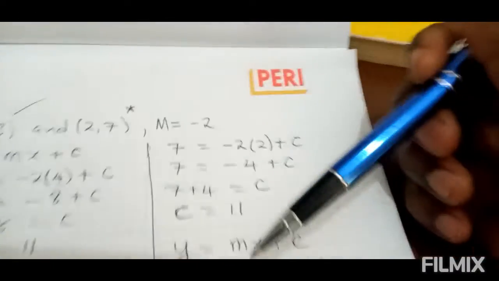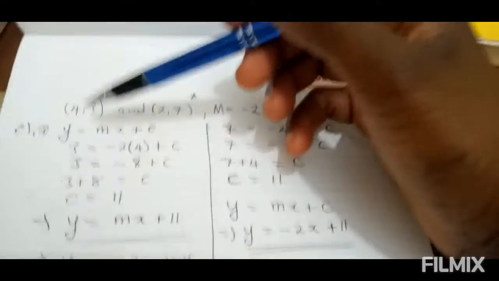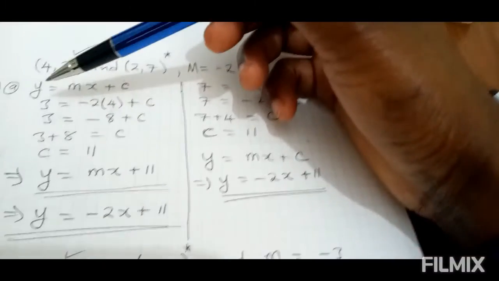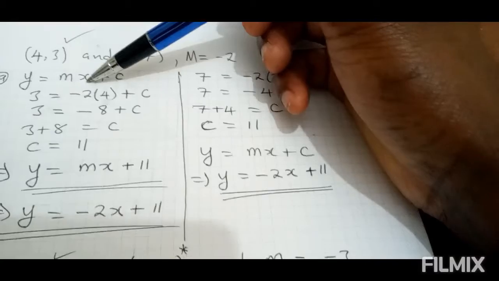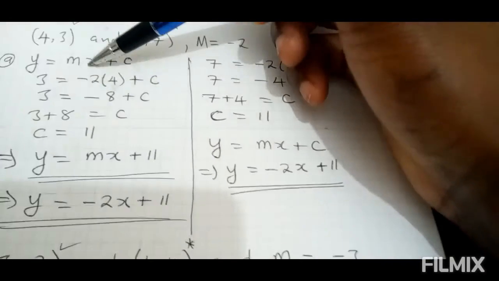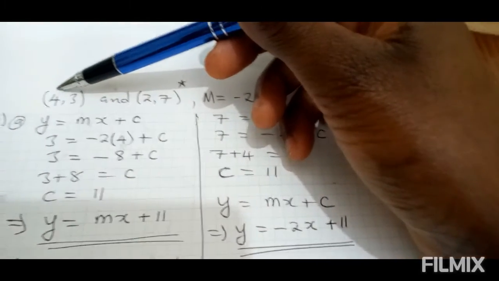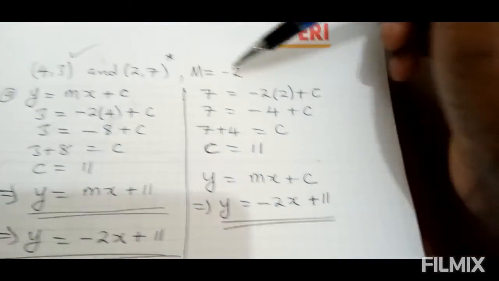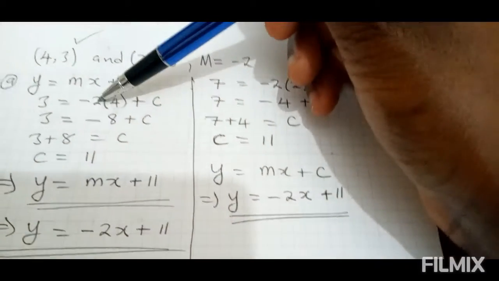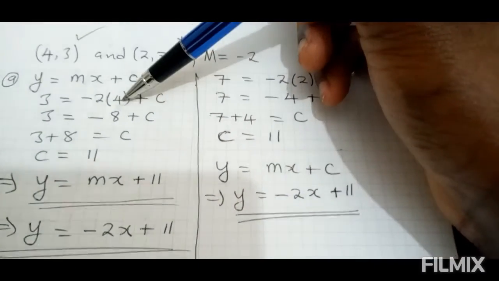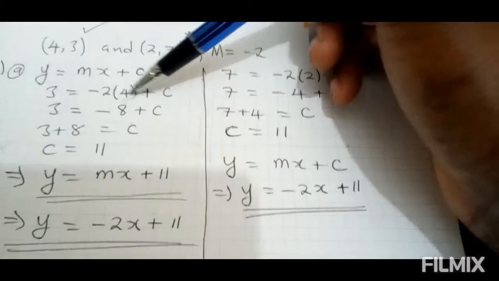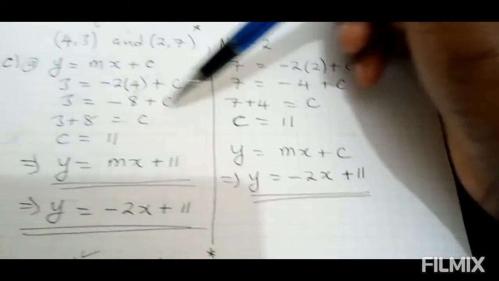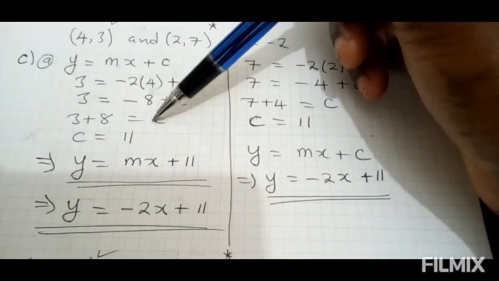Then part C, let's find the equation of a straight line in A. The equation of a straight line is y equals mx plus c, where m is the gradient and c is the y-intercept. So we can pick this point. What is y here? y is 3. What is the gradient? It is -2, so we put -2 here. What is x? x is 4. So when we perform the operation, we have 3 equals -8 plus c. So c is equal to 11.